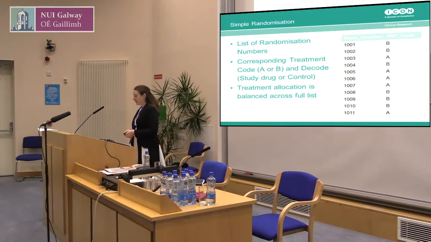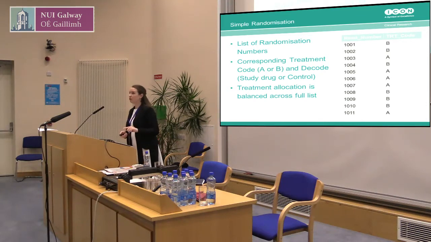So the first type of randomisation I'm going to talk about is simple randomisation. You have a list of random numbers, the corresponding treatment code, A or B, and the decode, and the treatment allocation is balanced across the full list. So in a list of 100 randomised subjects, 50 will be assigned treatment A, 50 will be assigned treatment B, if it's a 1-to-1 allocation.